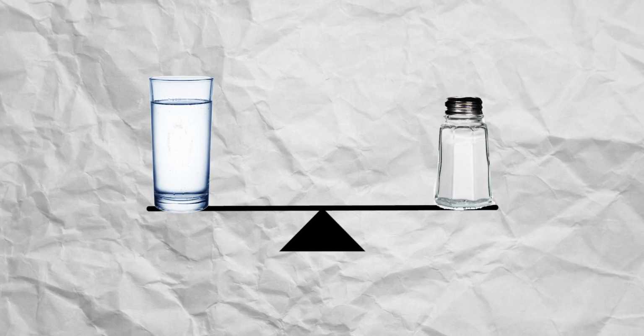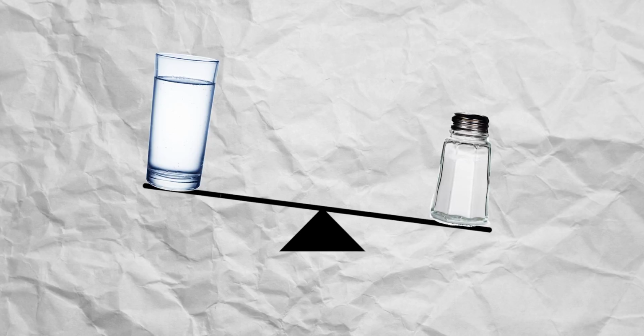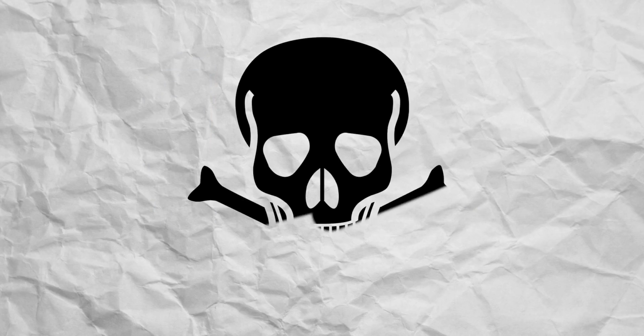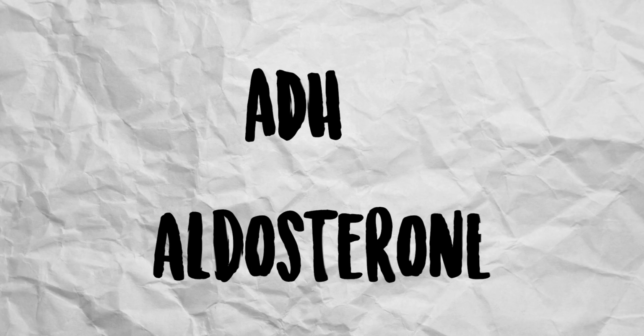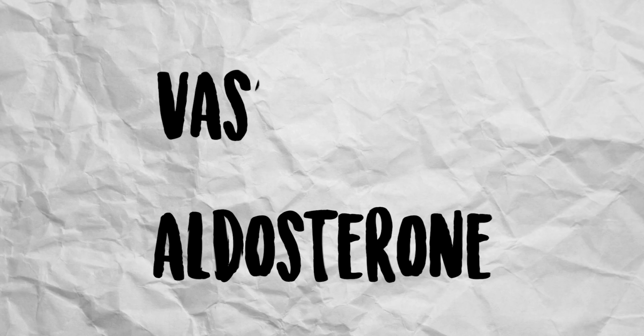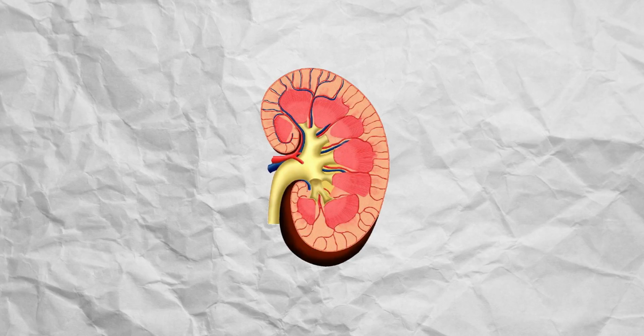It's important that the body keeps a balance between water and salt. Too much water can lead to overhydration, and too little water can lead to dehydration. Both of these conditions can be fatal. The body balances water and salt concentration using two hormones, ADH and aldosterone. ADH stands for antidiuretic hormone, but some people call it vasopressin too. Anyway, these hormones both affect the way our kidneys absorb water in different ways.